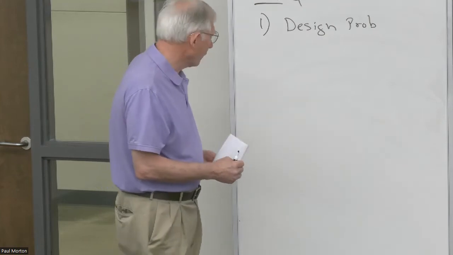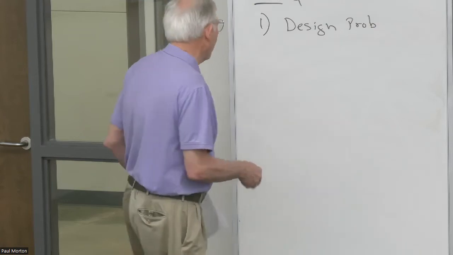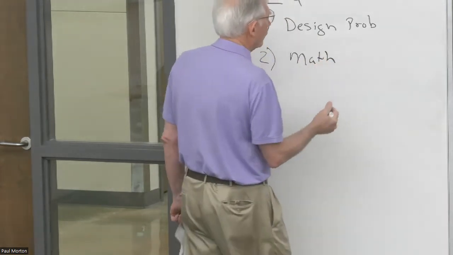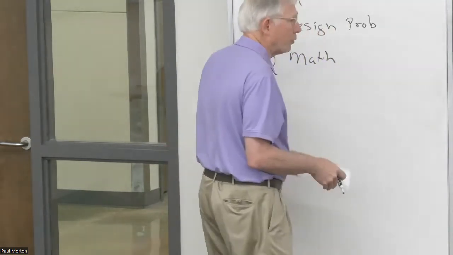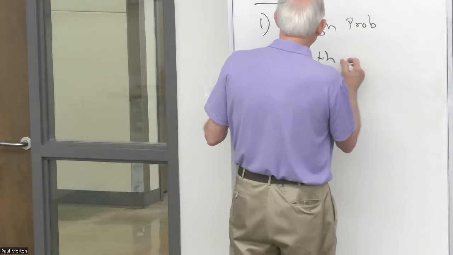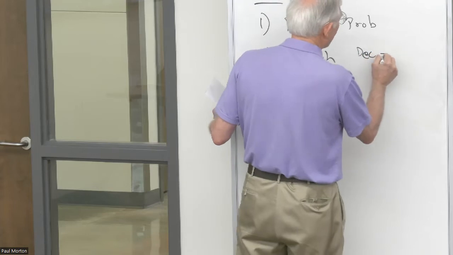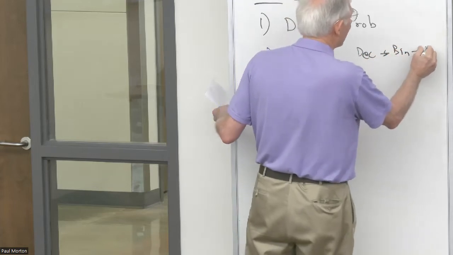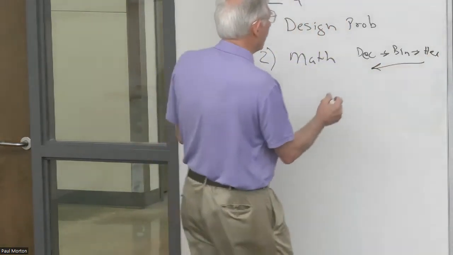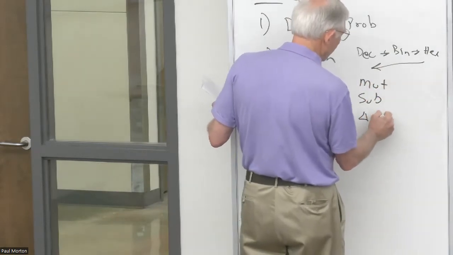Okay, so there'll be a design problem. I'm going to come back and talk about these, and then one of the figures talks about math stuff. You can use your calculator, but remember your calculator is not going to help you with fractional portions in all probability. So you need to be able to convert from decimal to binary and hex, and the other direction as well. And then you need to do a multiplication and a subtraction, and then a change to 2's complement.